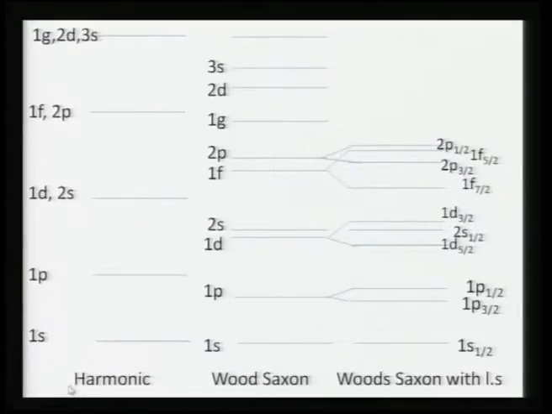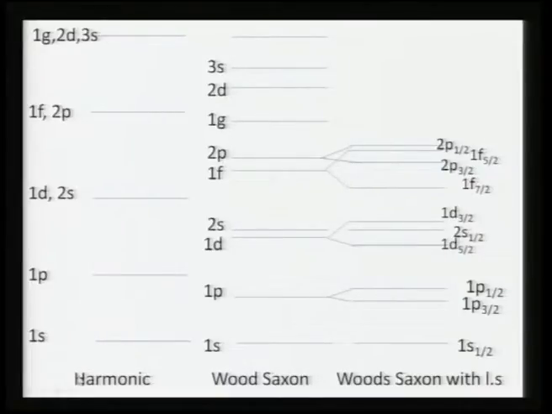Then here is 1f and 2p. So, 1f has split in two parts, the lowest one is f 7 by 2 and f 5 by 2 has gone up. Then 2p also splits into two parts, 3 by 2 and 1 by 2. P 3 by 2 is coming between the two f states.